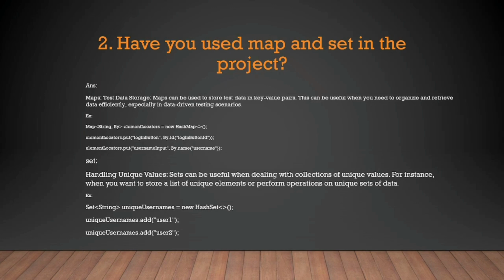And the next question is, have you used map and set in your project? Again, for this question, you have to explain by taking a few scenarios to explain the concept. Suppose a map is there. A map can be used to store test data in key value pairs. This can be useful when you need to organize and retrieve data efficiently, especially in data-driven testing scenarios. And apart from that, we have to give some examples as well.